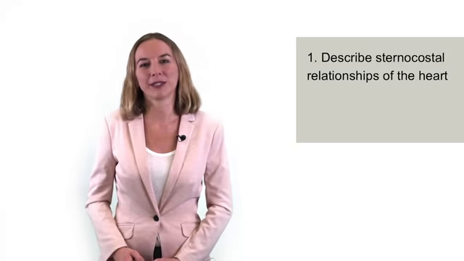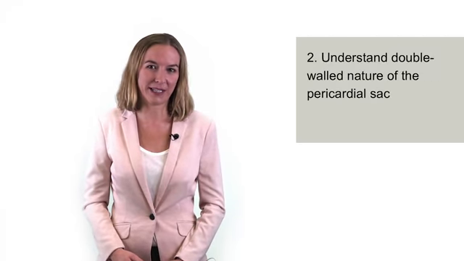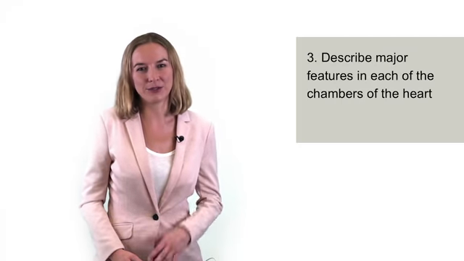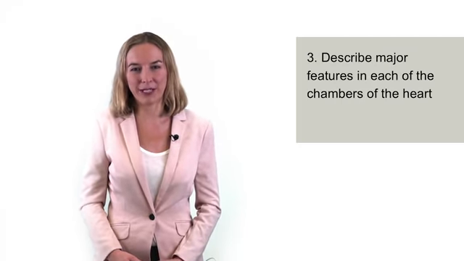First, I would like to start with our learning objective. We will describe the location of the heart, the sternocostal relationships. Then we will talk about the double layer of the pericardial sac, and we would like you to understand the main features of the right and left ventricle.